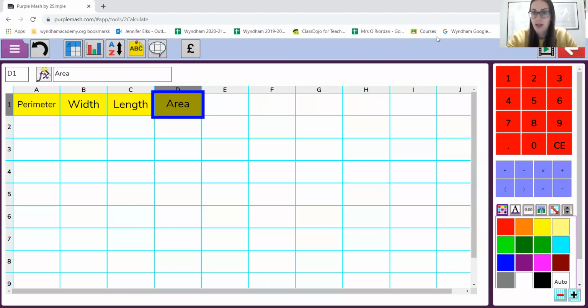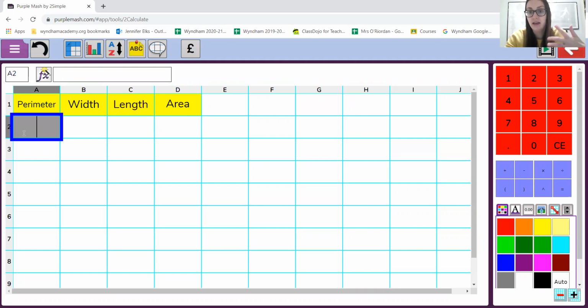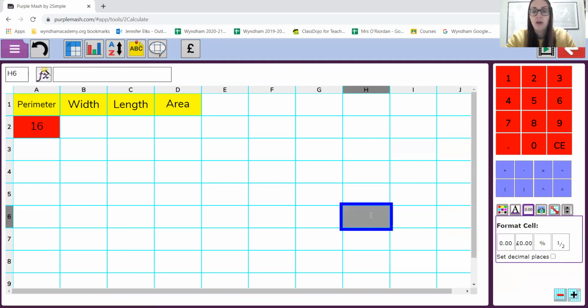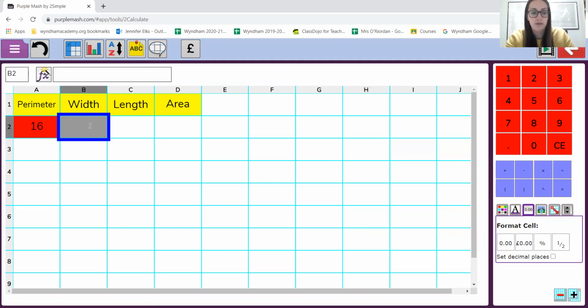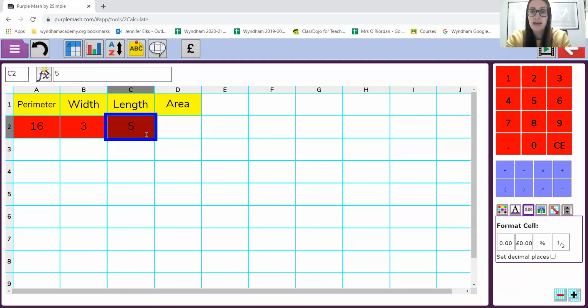And as if by magic, here we are on Purple Mash. Okay then, let's have a go at making this spreadsheet. So along the top, I have gone for perimeter, because that's how much fencing she has got. And I said she had 16. Don't need to worry about the metres just yet, because it's going to confuse it. So let's just put 16, but we know it's in metres. And then I had gone for a width of 3 and a length of 5.